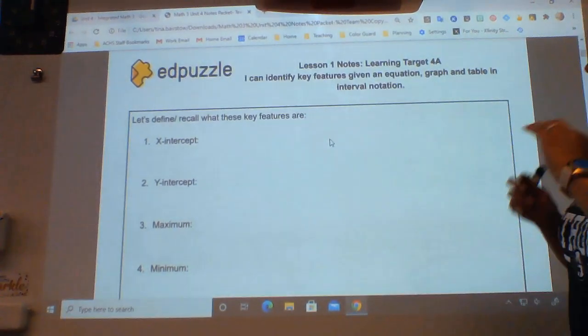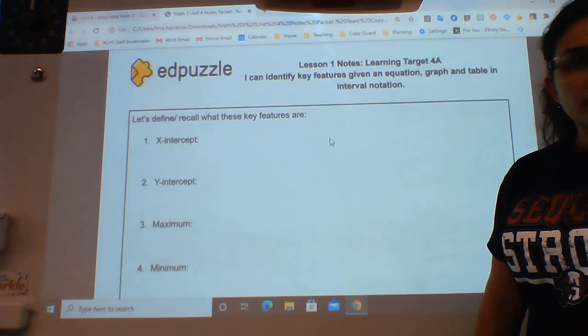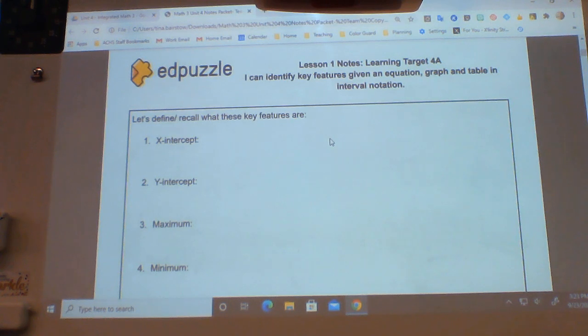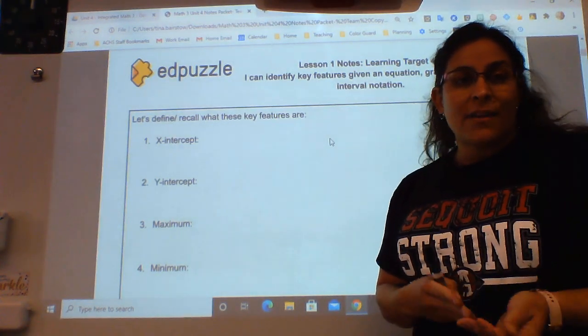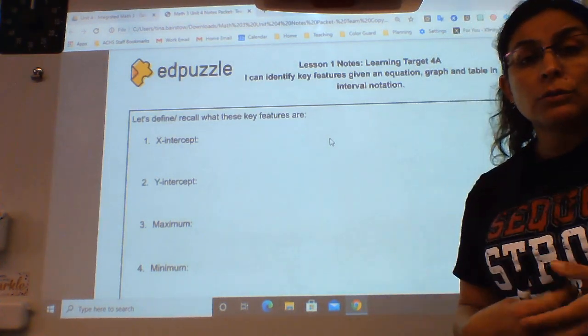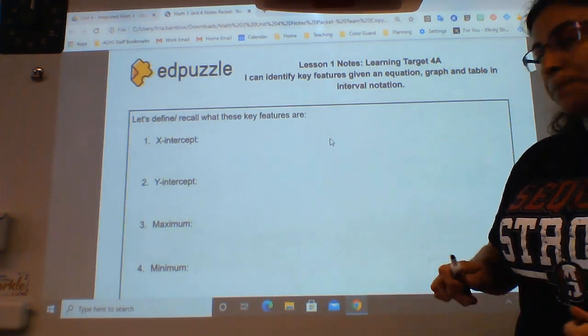We are going to talk about lesson 1 notes here. This is the first thing we're doing in unit 4, and we're going to talk about key features of equations, graphs, and that kind of stuff. And you did do a lot of this stuff actually in Math 1 and Math 2, so some of this stuff should look very, very familiar.